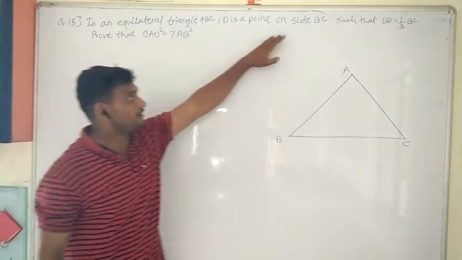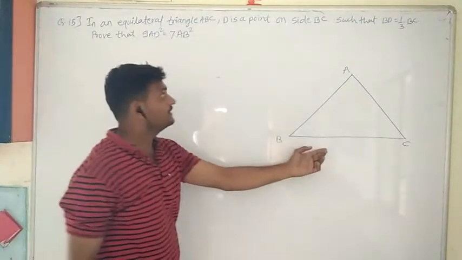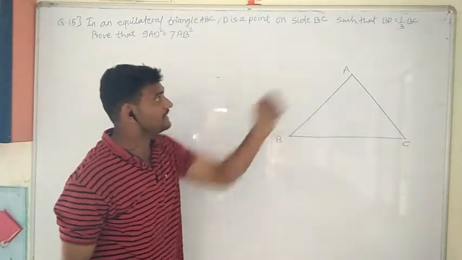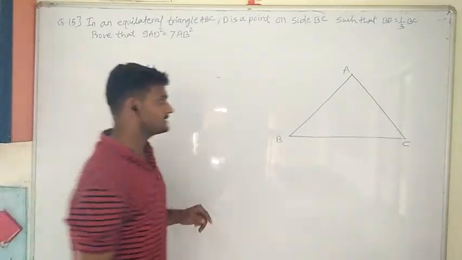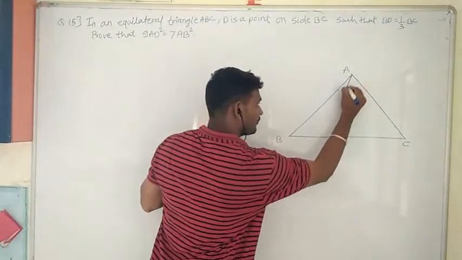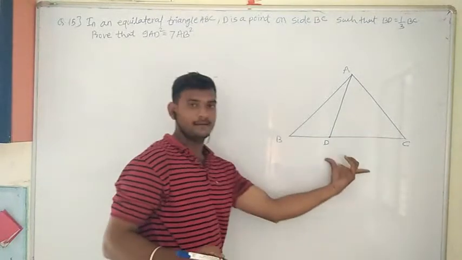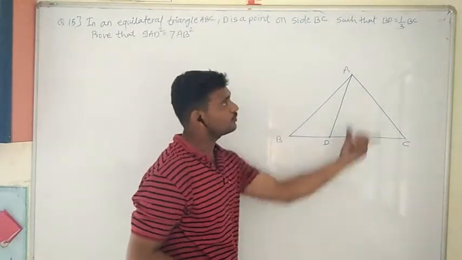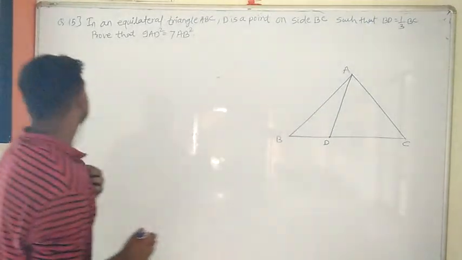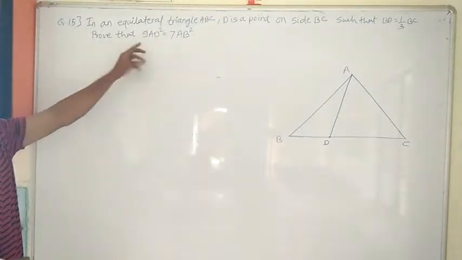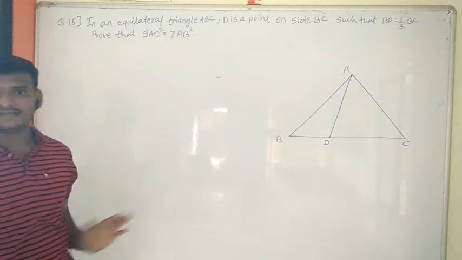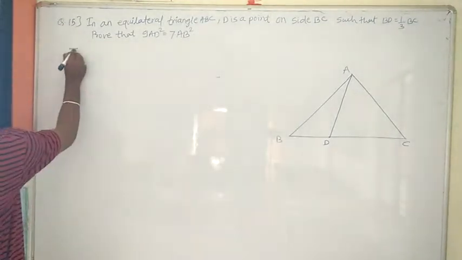D is a point on side BC such that BD is equal to 1/3 times BC. There is a point D. Suppose this point D is on side BC such that this BD is equal to 1/3 of BC. It is given. And what we have to prove here? Prove that 9 times AD square is equal to 7 times AB square. Let us see how to prove.